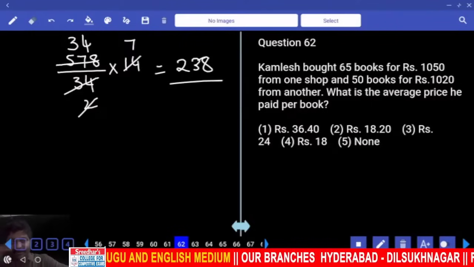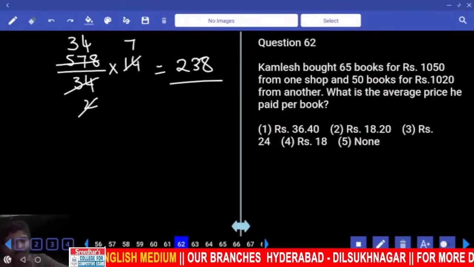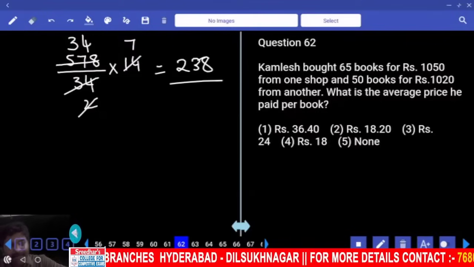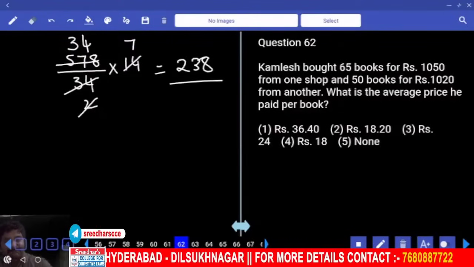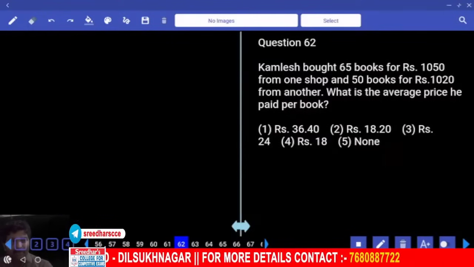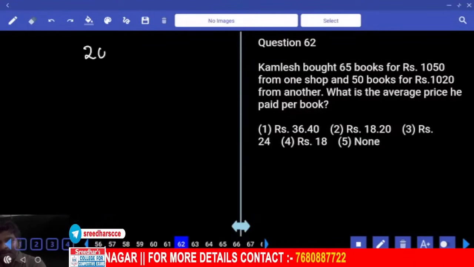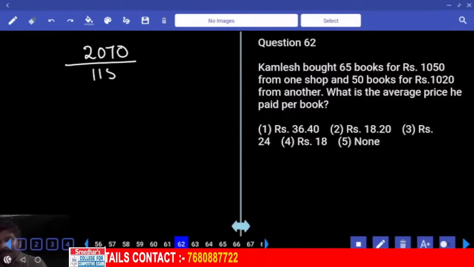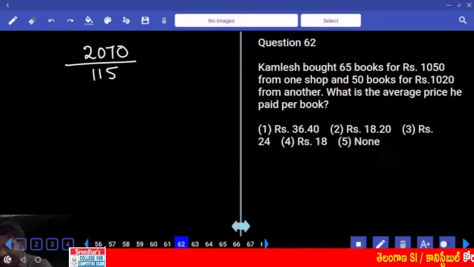Kamlesh bought 65 books for 1050 from one shop and 50 books for 1020 from another shop. What is the average price he paid per book? What is the total payment he paid? 2070. For a total of how many books? 115 books. Correct? Here also none of these options is there, so I am not going for any multiplication or last digit verifications. Is that okay?